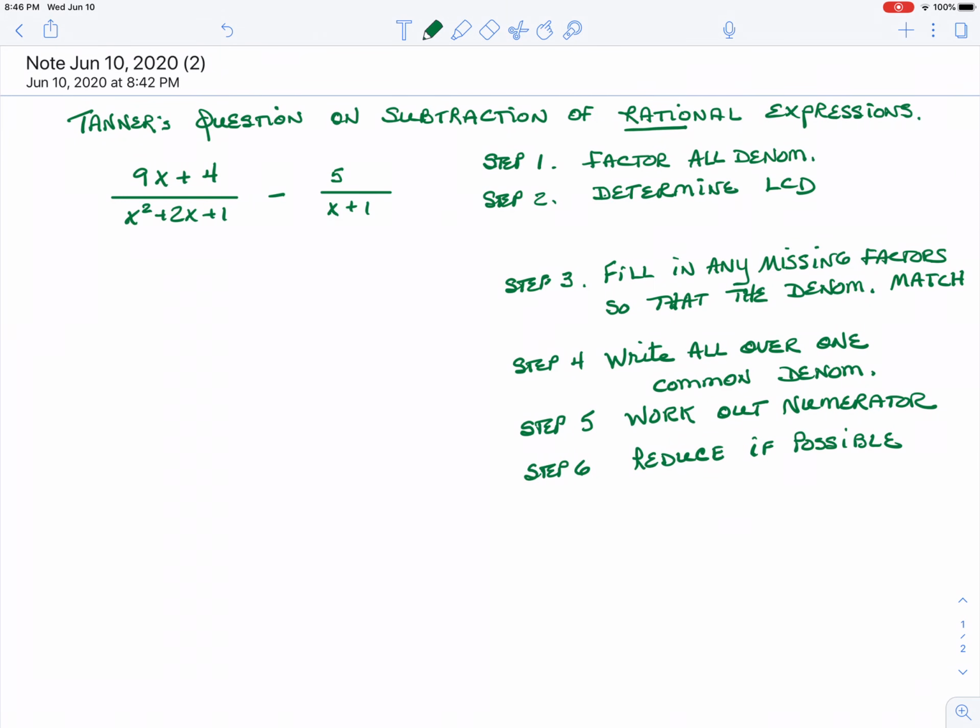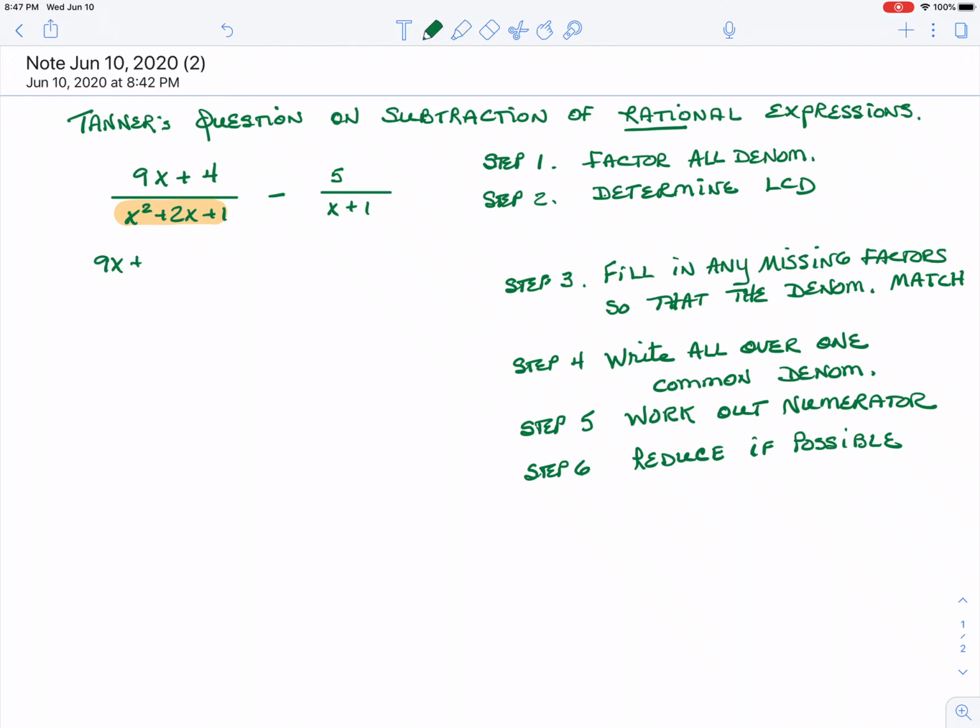All right, so I've written down the steps here. The first step is to factor all the denominators. Well, the second denominator is prime, so I cannot factor it. But I'm noticing this first denominator can be factored. So on the next line, that's what you're going to see me doing.